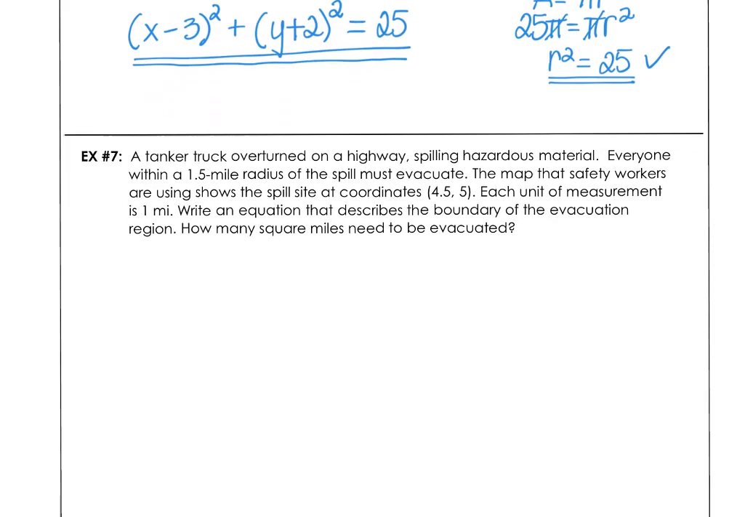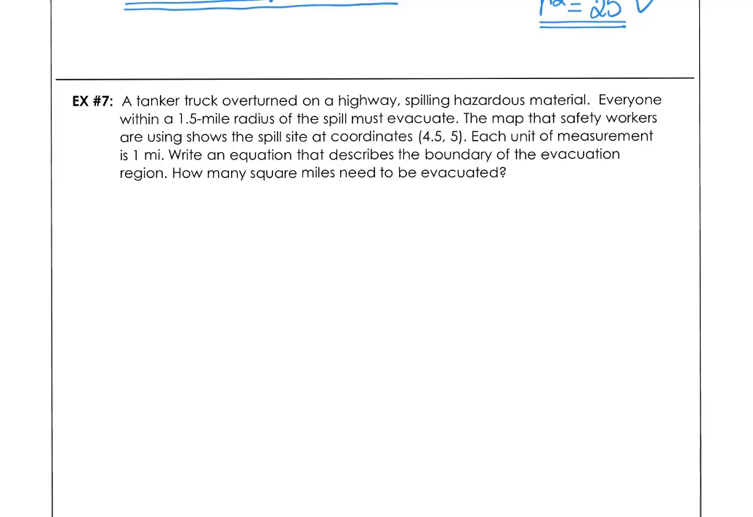Then our last example, if you have a tanker truck that's overturned on a highway and it's spilling hazardous material, everyone within a 1.5 mile radius of the spill has to evacuate. And the map that safety workers are using shows the spill site at coordinates (4.5, 5). So each unit of measurement is 1 mile. We want to write an equation that describes the boundary of the evacuation region and figure out how many square miles need to be evacuated.